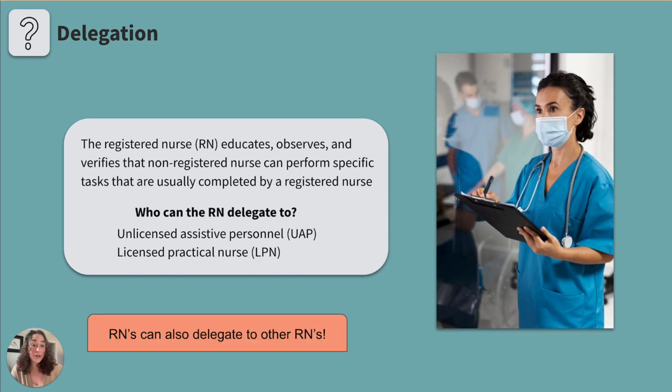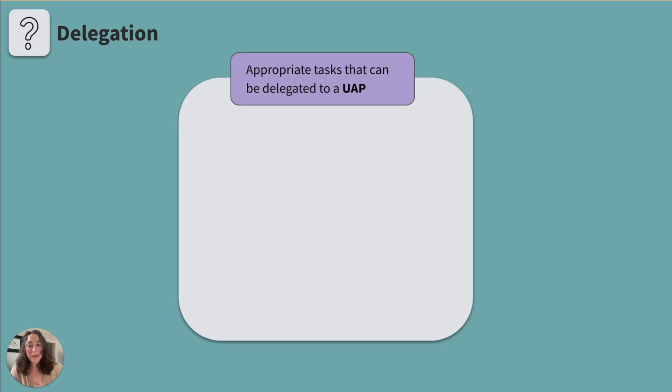Now that we know who the nurse can delegate to, let's review what tasks can be delegated to each person based on their licenses. Beginning with UAPs, can you think of any tasks that can be appropriately delegated to a UAP? Pause this video, think it over, and then when you're ready, press play and we'll review.